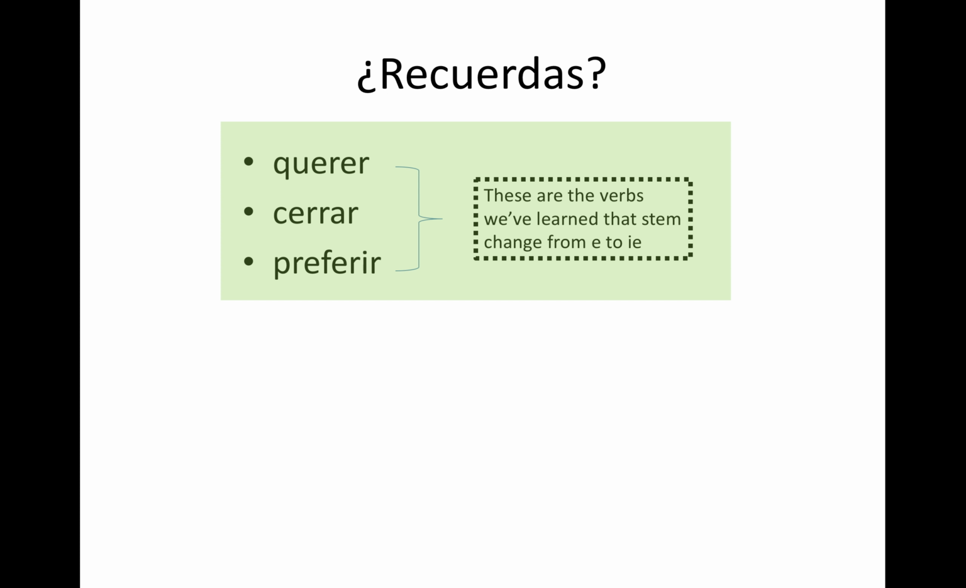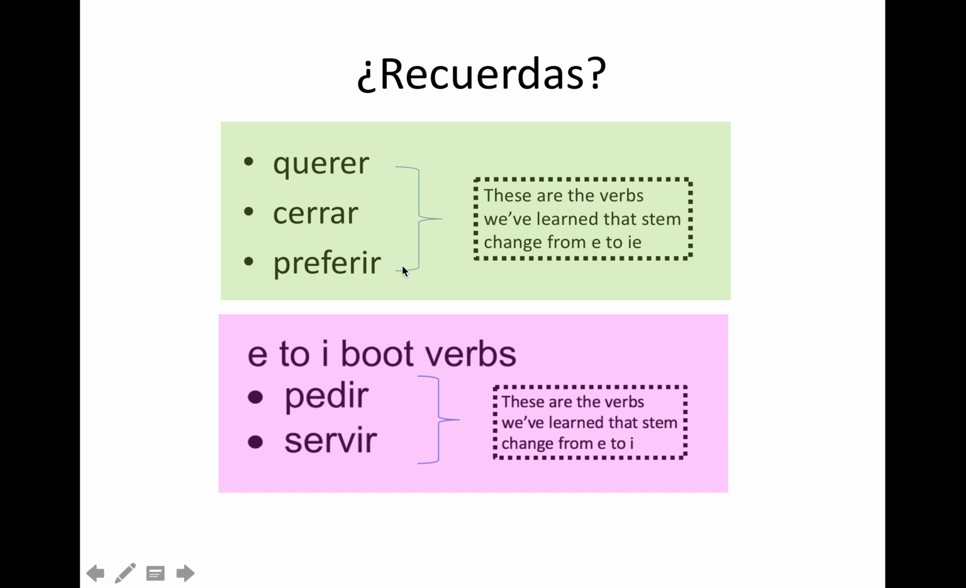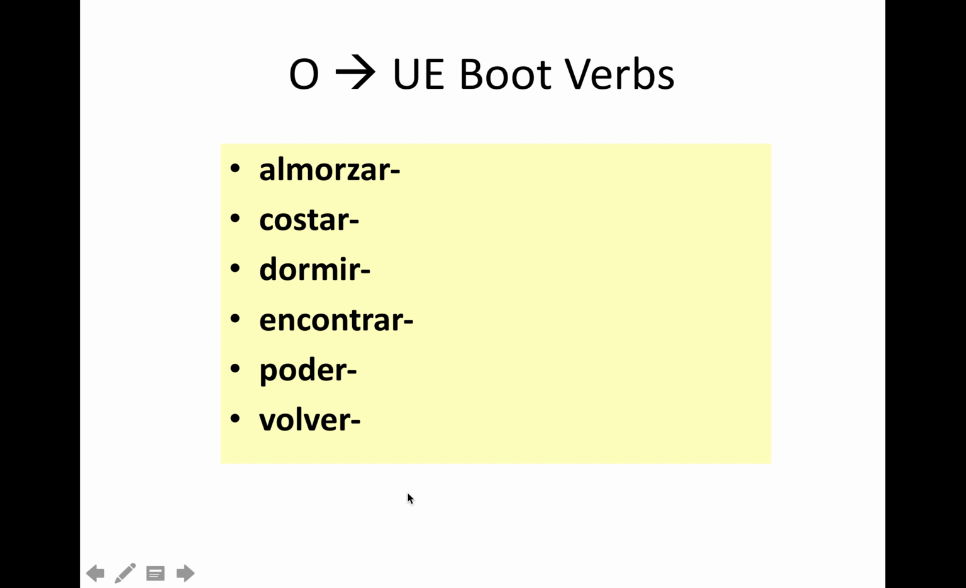Okay, so far, just to remind you, we have learned querer, cerrar, and preferir, which are all E to IE boot verbs. Querer, to want, cerrar, to close, preferir, to prefer. We've also learned two E to I boot verbs, pedir, to ask for or to order, and servir, to serve. So this E will change to I inside of the boot. Okay, now we have 6 O to UE boot verbs. And there are far more boot verbs than this in Spanish, but this is probably our last set for now of boot verbs that you need to know.